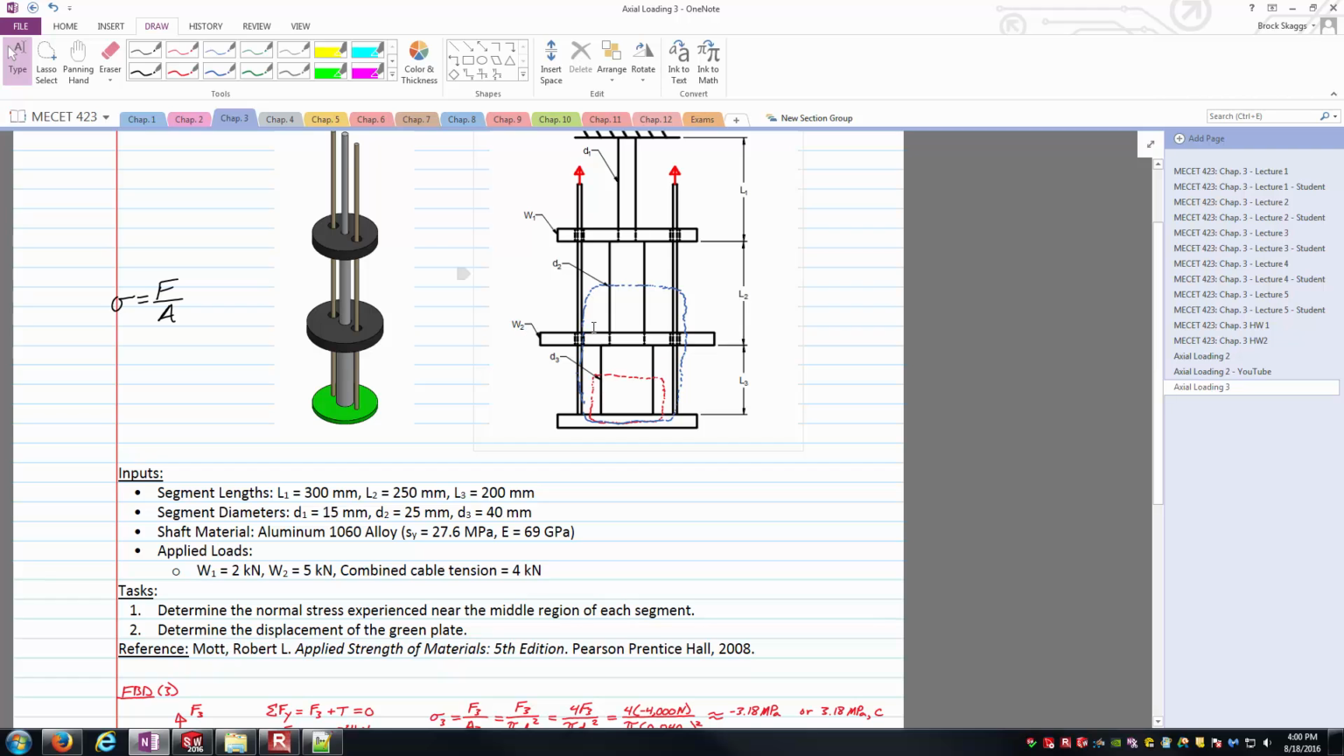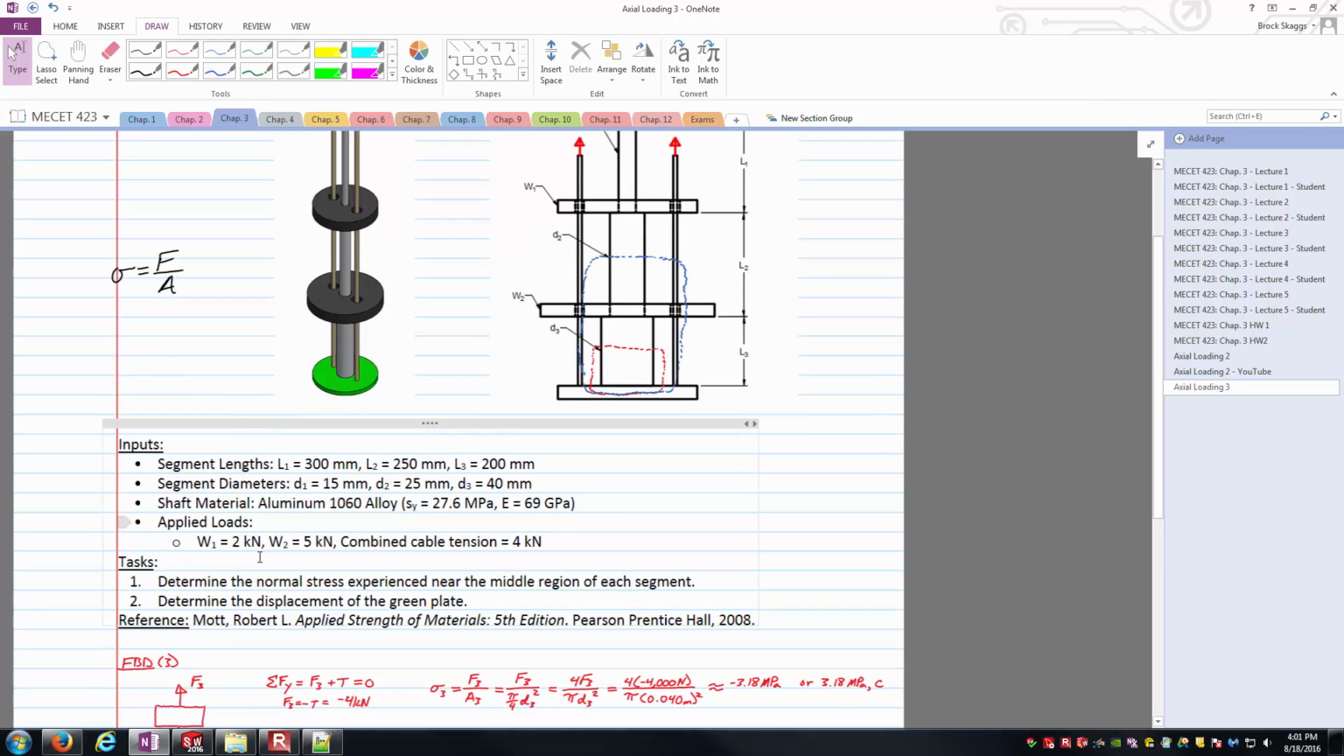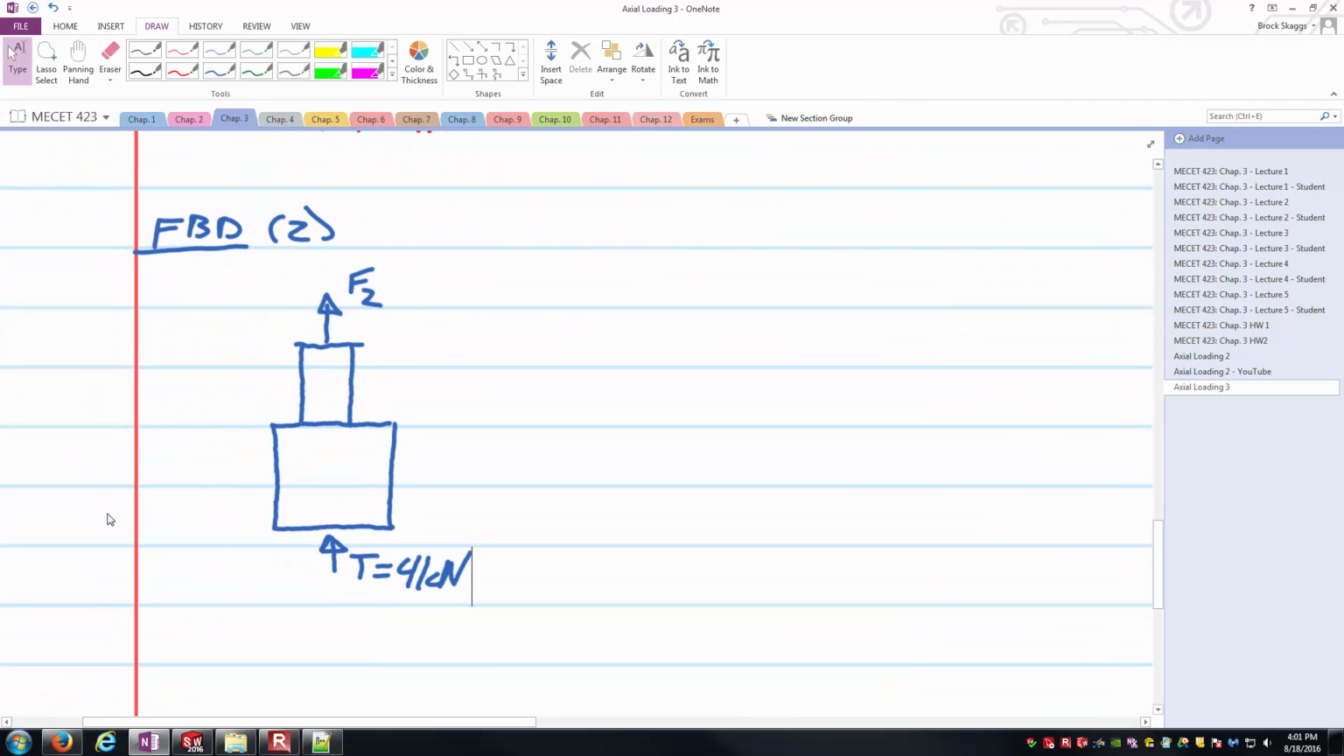And so we would feel the force of the weight of the disc here, disc number 2, pushing down right at this intersection here. That W2 value is 5 kilonewtons. And so I'll put it right here. It's pushing right there down with a value of W2 at 5 kilonewtons. And so that should complete our free body diagram.